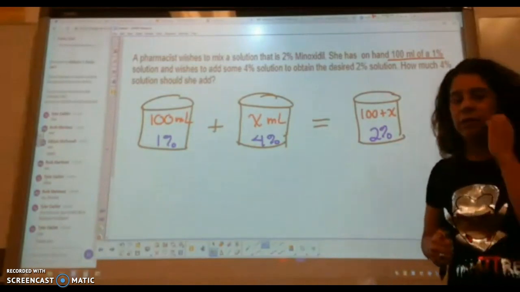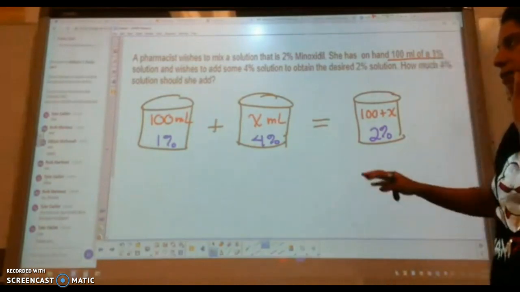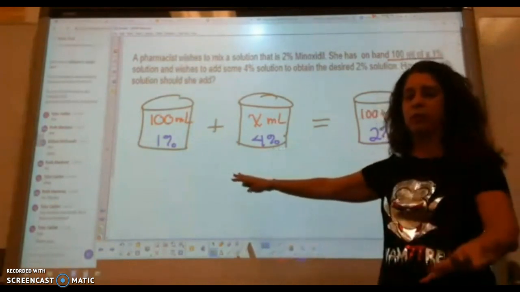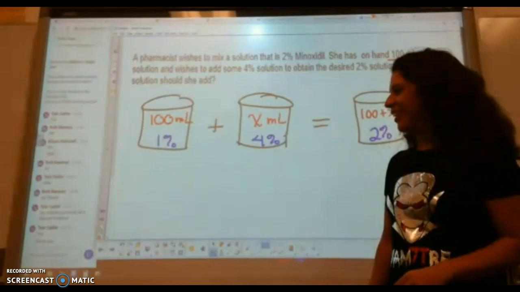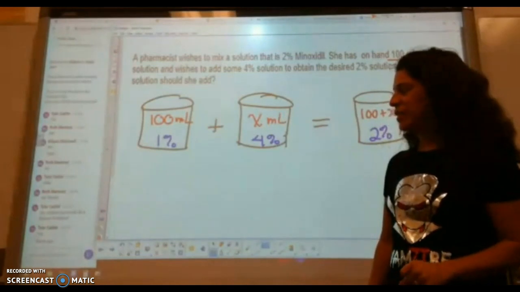Questions up to here? Does anybody have questions? What are your questions up to here? I'm not finished with the problem. I'm just labeling the buckets right now. Questions?